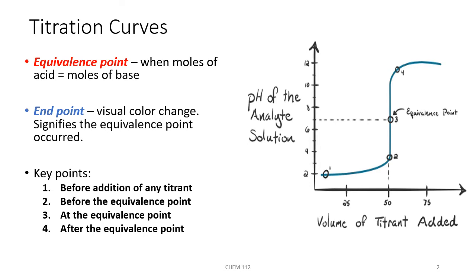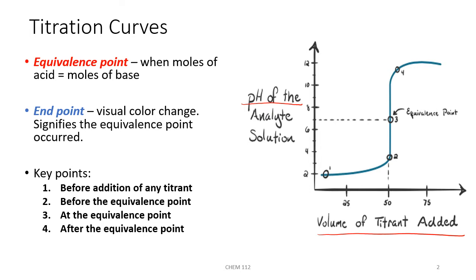When graphing a titration curve, you graph the pH of the unknown on the y-axis and the volume of the titrant that you're adding from the burette on the x-axis. The graph on the right shows a common pH titration curve. You can see it kind of has an S shape in this example.